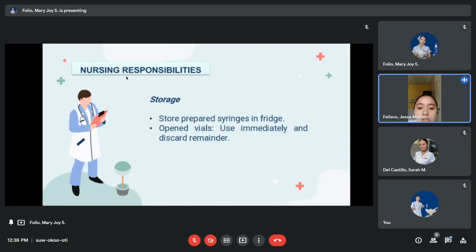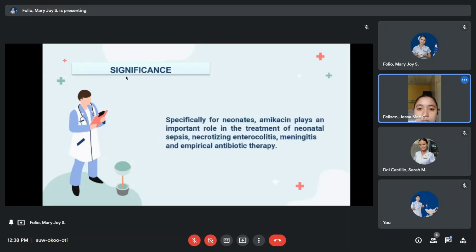Okay, for the storage, store prepared syringes in the fridge, and the open vials need to be used immediately and the remainder discarded. Next slide, please. The significance, specifically for neonates, amikacin plays an important role in the treatment of neonatal sepsis, necrotizing enterocolitis, meningitis, and empirical antibiotic therapy.